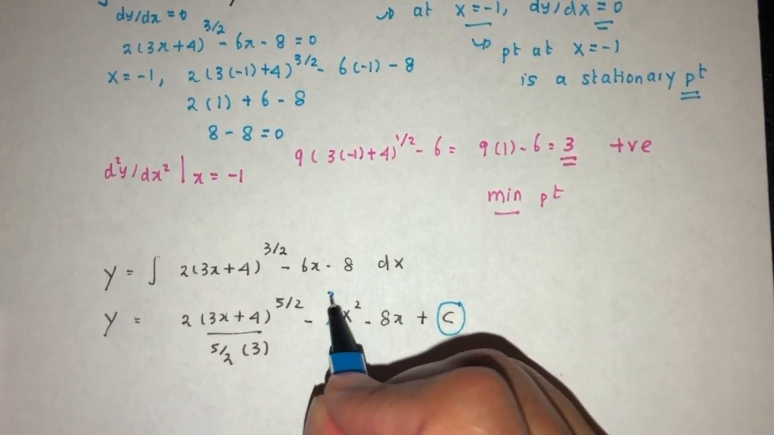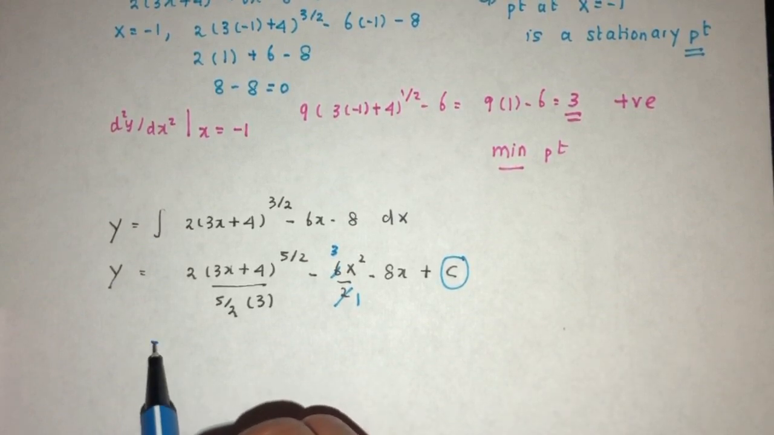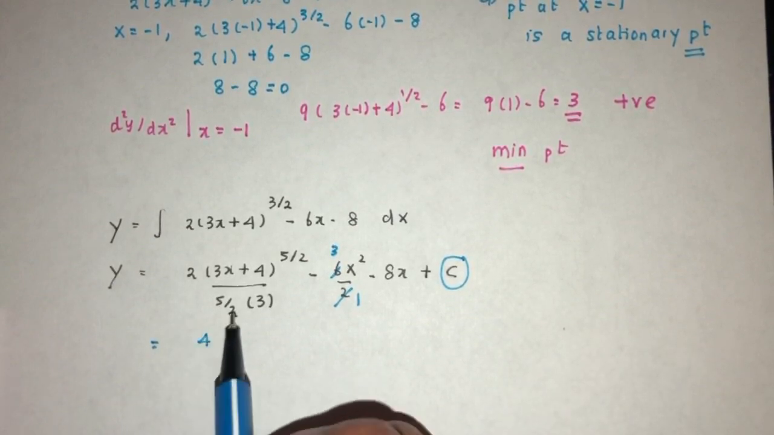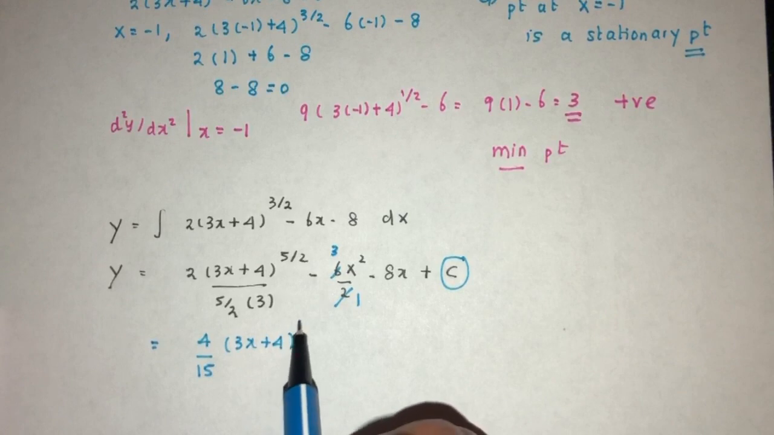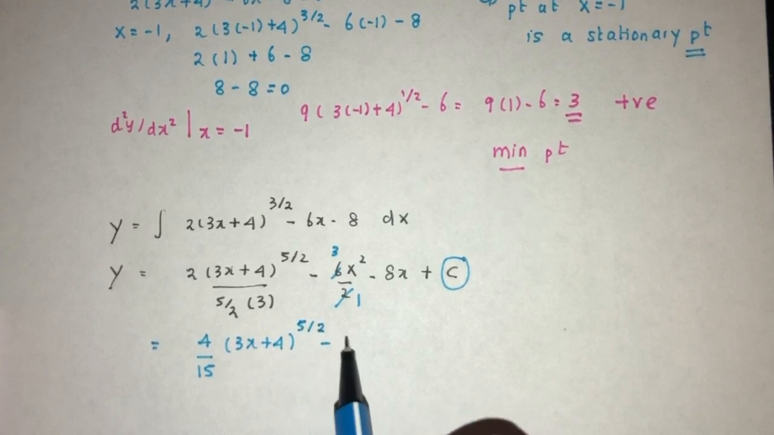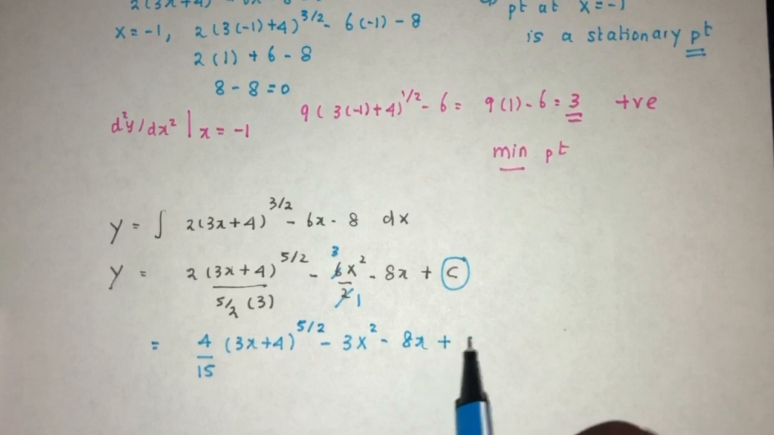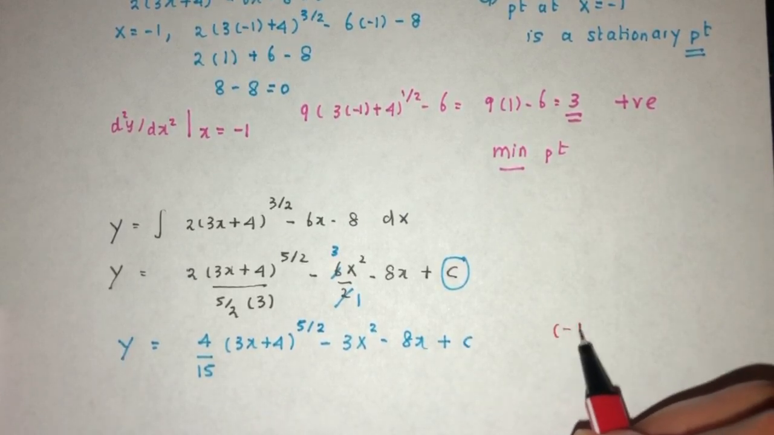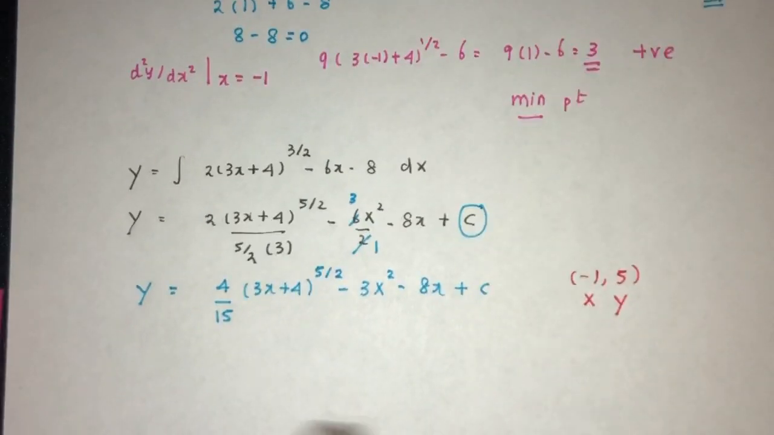That should be 3. And let's see what happens. That will be 4. So that will be 4 over 15. And that should be 3x plus 4, 5 over 2, minus 3x squared minus 8x plus c. That is y. And the passing point is minus 1, 5. We can use that to find the value of c. This is x and y. Replace back in your equation.